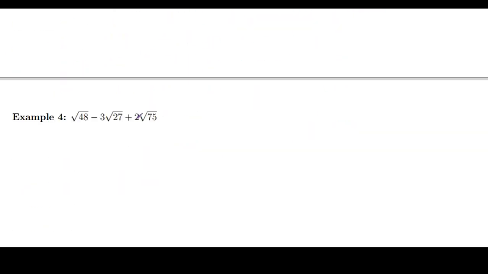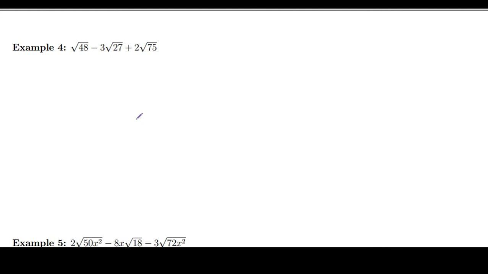Okay, so next example, very similar. Let's see if we can simplify these roots first. So 48, we could write this as 16 times 3. Then 27 is 9 times 3, and then 75 is 25 times 3.